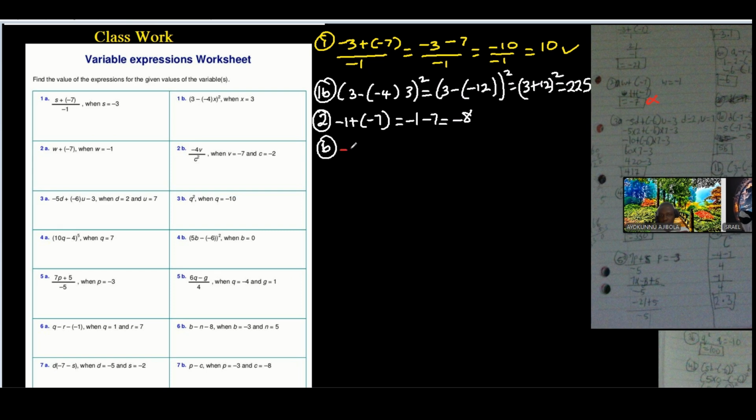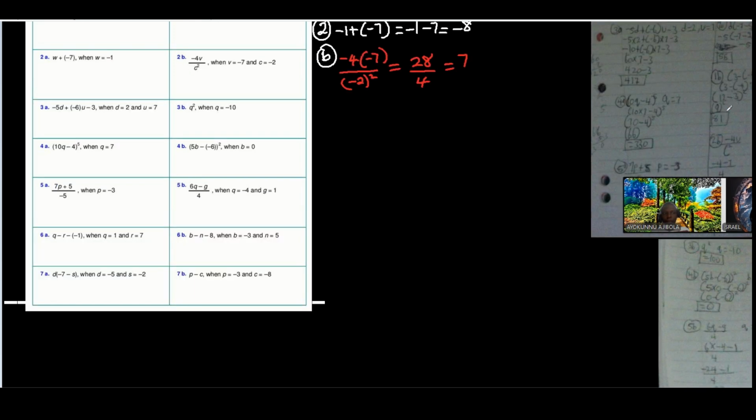So let's look at 2b. 2b is negative 4 times v, and v is negative 7. So negative 4 times negative 7, then over c squared. C is negative 2, so all squared. This is going to be negative 4 times negative 7 is positive 28. And negative 2 all squared is positive 4. So your answer is going to be 7 for 2b. So if I allocate 2b in your question, this is 2b, okay? Which is not correct. So just take note of the steps.